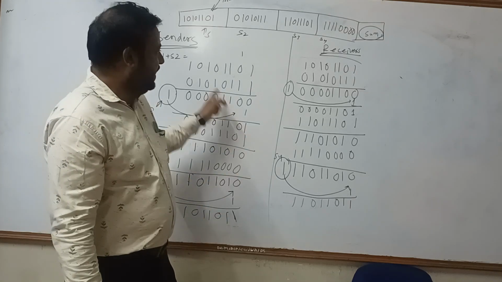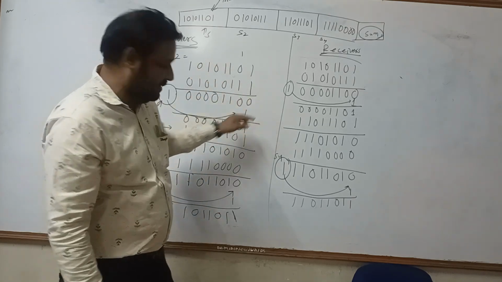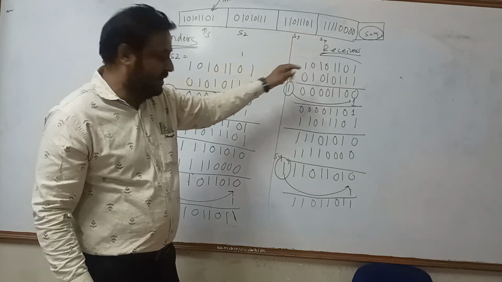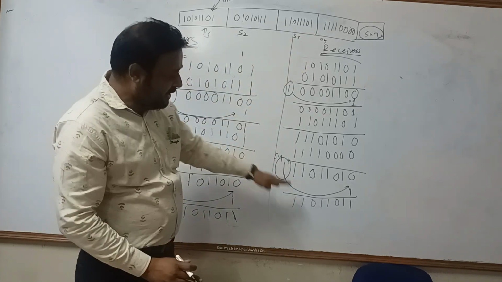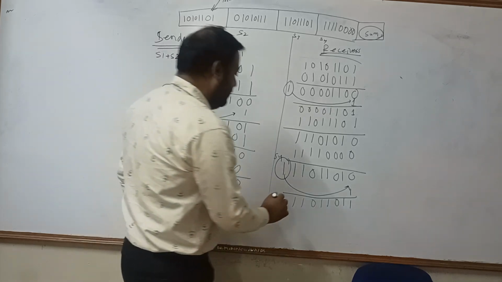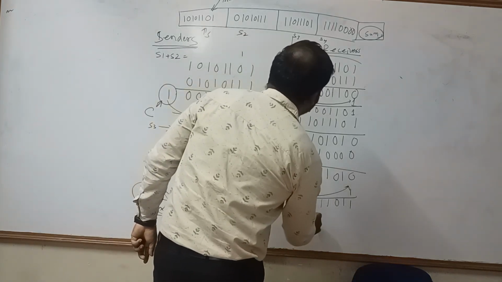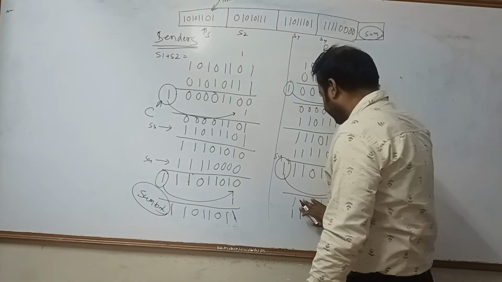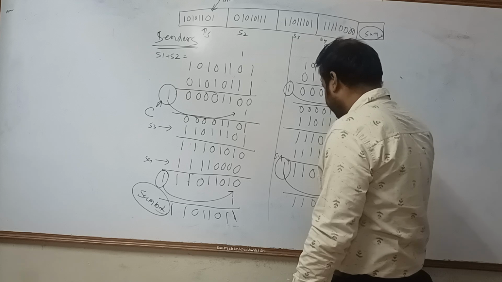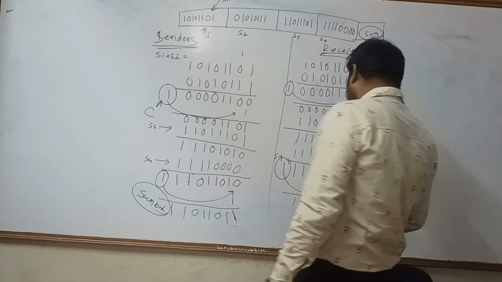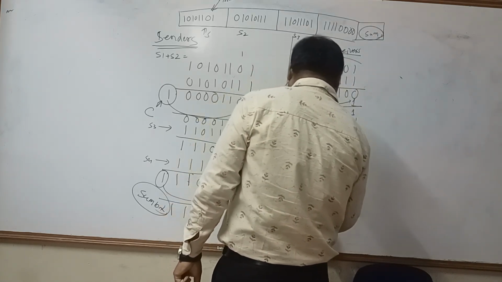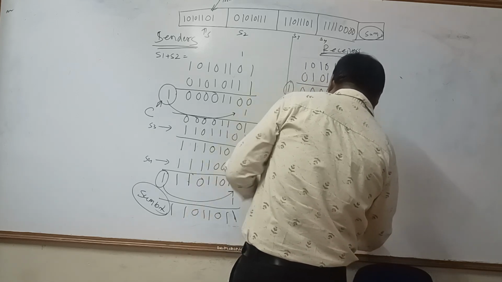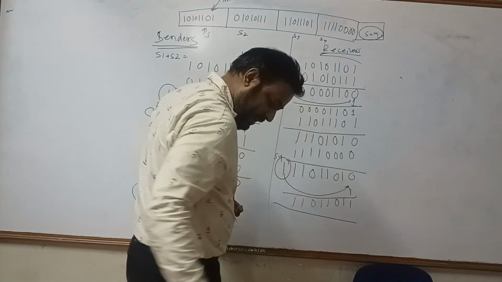But when the sender was sending the data, this sum was added with the original data. Now this sum part will be added with this. Now what will happen? We will add 4 times. So we will add this. So what will happen now?